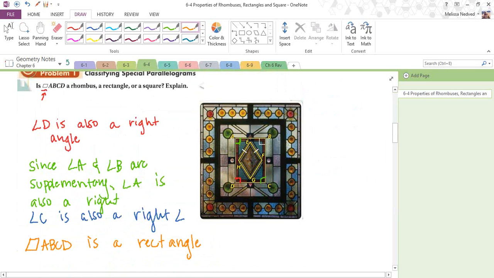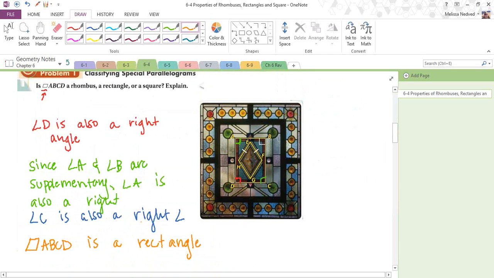Now, if we know it's a rectangle, we always want to do a quick double check to make sure it's not also a rhombus, because if it's a rectangle and a rhombus, we have a special term for it, and it's a square. In order to be a rhombus, we'd have to know that all sides are congruent. In this case, I'm not given any information about the sides of parallelogram or rectangle ABCD, so I'm going to stop there with calling it a rectangle. I don't know enough to call it a rhombus and then a square.